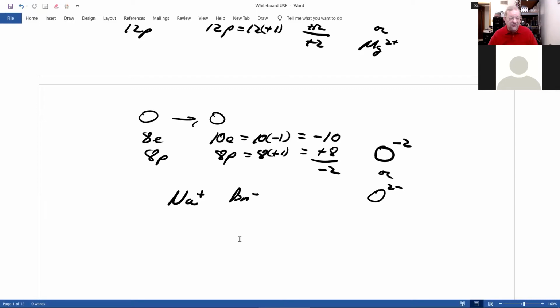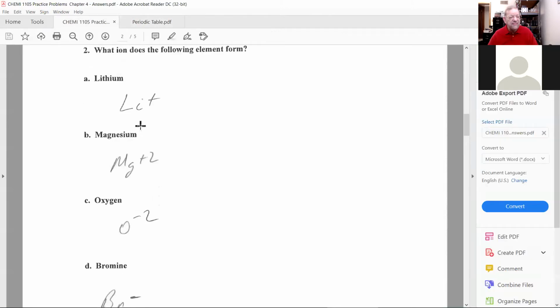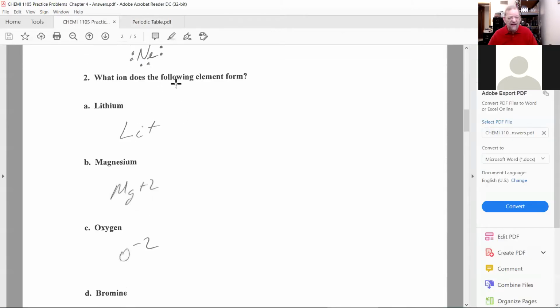And the question is, what is this called again? Well, let's go look. What ion does the following element form? And it's determining what ion that element will form.